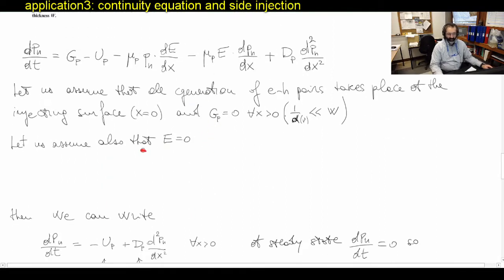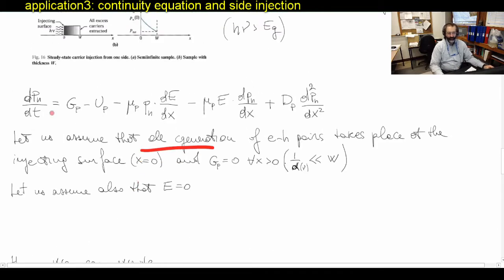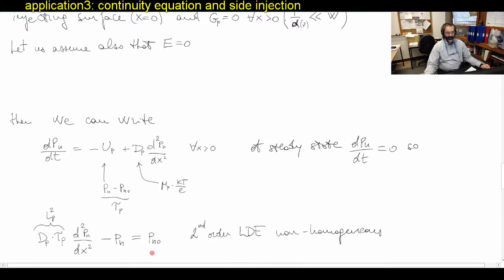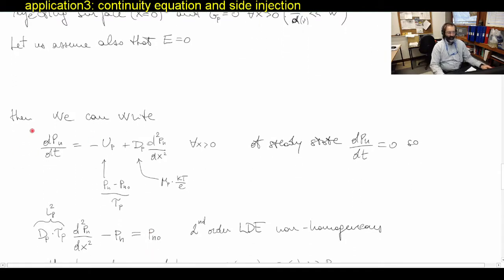Let us also assume that the electric field is 0, so there is no external electric field applied. Under this assumption, we immediately understand that within the semiconductor this term is 0 because there is no electric field, and this is also 0. And so we are effectively left with just this equation. The continuity equation becomes simpler now. This is valid at any x bigger than 0.